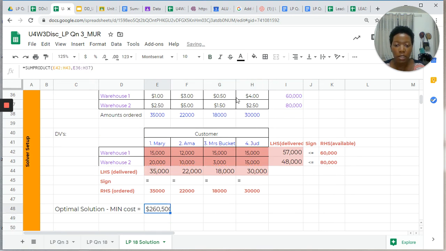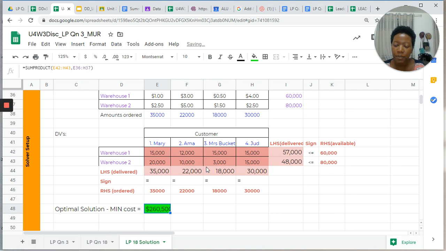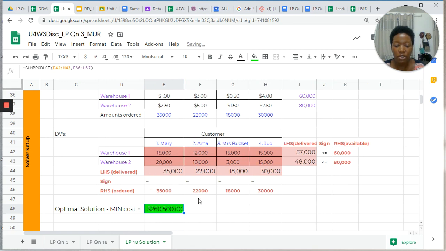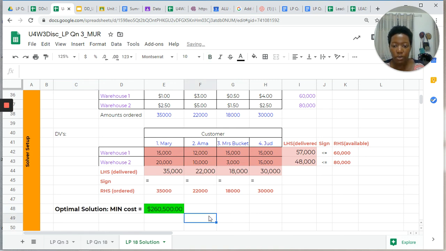This would be money, and I'm going to highlight this as well. I'm going to put it in green, bright green. This would be how much this transport company would spend on the distribution that Solver comes up with. Now, how you do your colors, etc., is up to you.